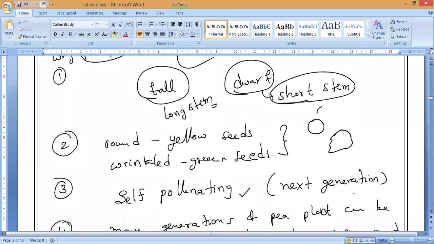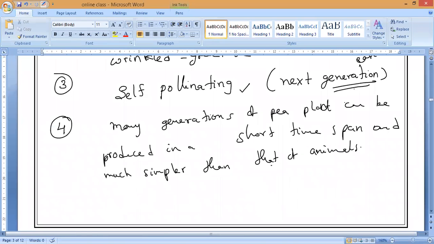Produce the next generation. Next generations very easily it can produce. That is the reason why he has been chosen. And the next one, many generations of pea plant can be produced in a comparatively short time span, and the study is also much easier than with animals. So these are the four reasons why Mendel chose the pea plants.